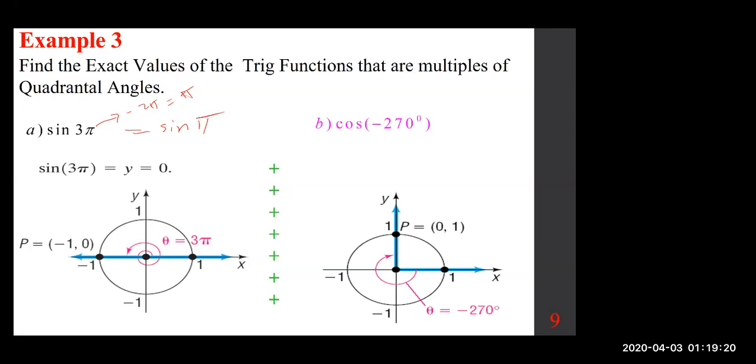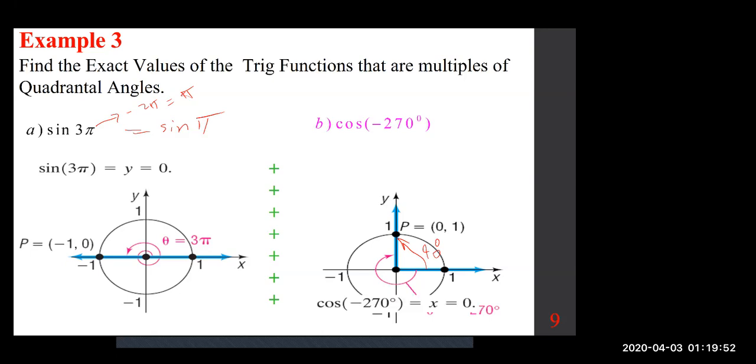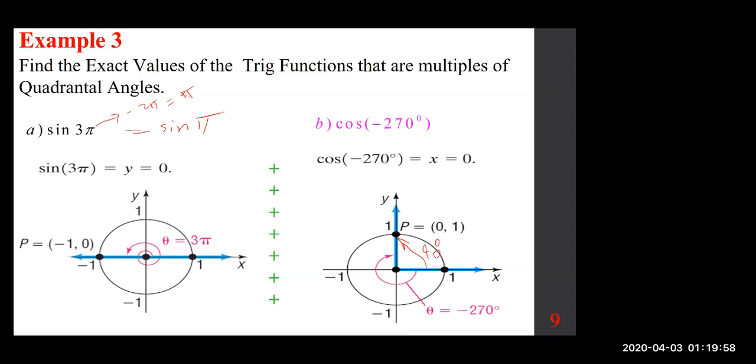Which puts us in the same location as positive pi over 2. In other words, negative 270 degrees and positive 90 degrees are coterminal, which means they have the same value. So again, we are looking at whether it's x or y. X or y, class? And accordingly, we come up with the answer.